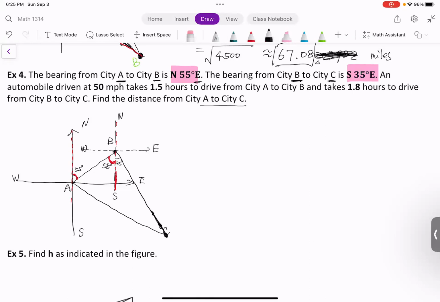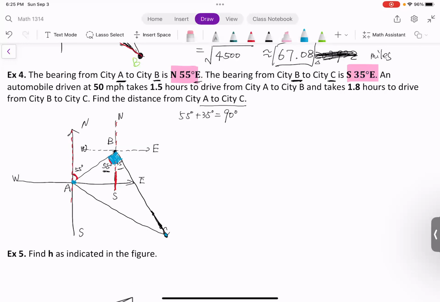How about this angle 55 plus 35? Let's do the computation. That's 90 degrees. That means here is a right triangle. If this is a right triangle, and I want to find A to C, that's the hypotenuse. I can find it easily, right? So let's figure out the other information.